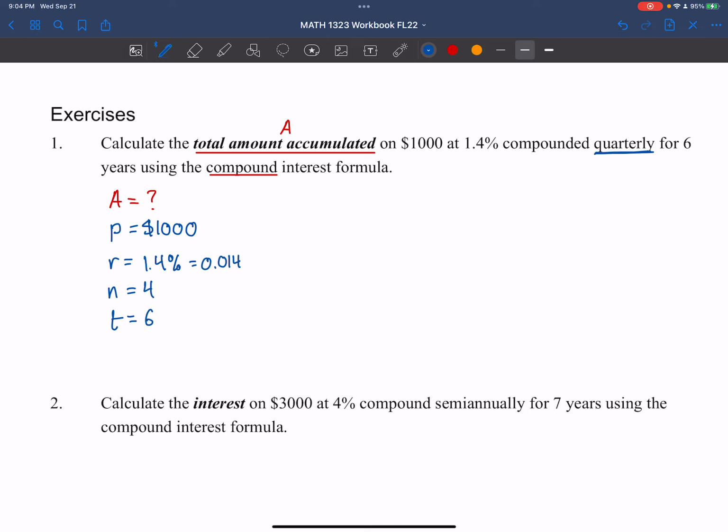So a lot of variables, but A is simply going to be equal to 1,000 times 1 plus 0.014 divided by 4, the N, all raised to the N, which is 4, times the T, which is 6. So again, that's 24. You may just want to do that computation ahead of time just to have that taken care of. All right, I'm going to go ahead and put this off to the side. So that right there is 24. Okay, so again, let's go do the computation.